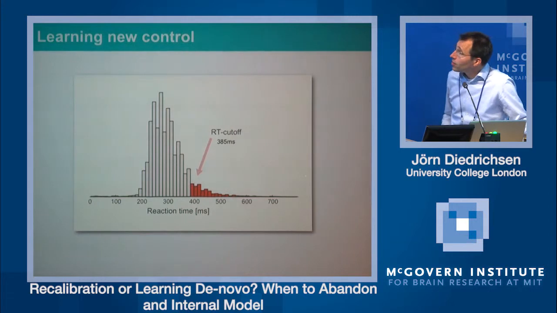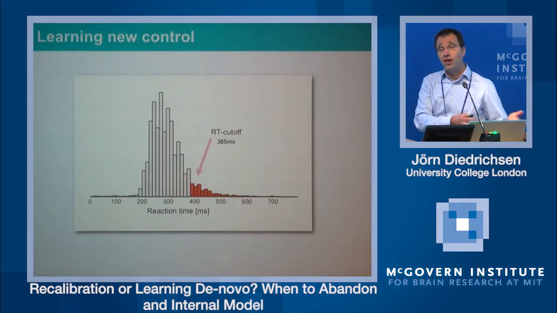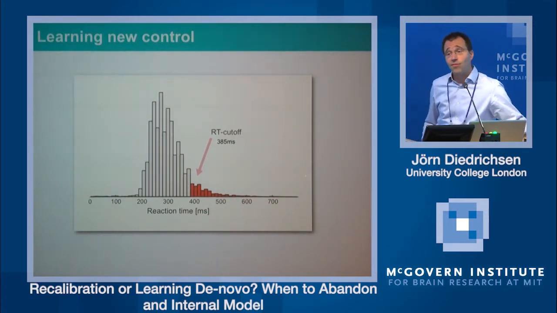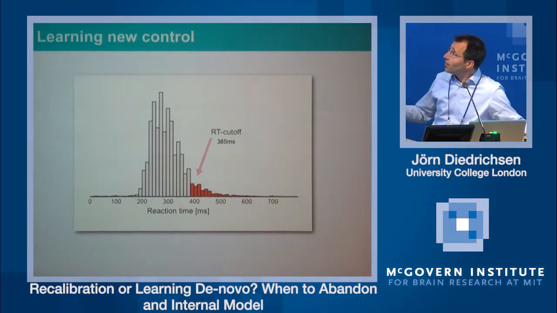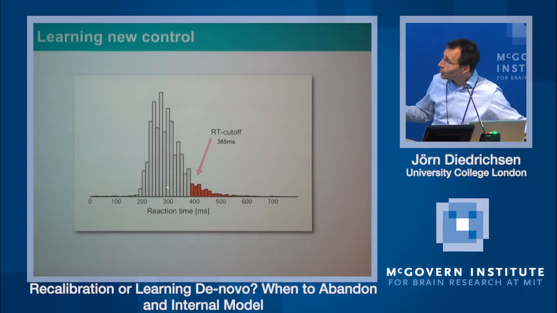So what he did was he took subjects and confronted them either with a visual motor rotation or with a mirror reversal perturbation and restricted their reaction time. Every time they took a reaction time of longer than 385 milliseconds, he played a loud, annoying sound at them, and they lost a penny or so of their earnings of the experiment. So they were very motivated to move their reaction times below that cutoff.